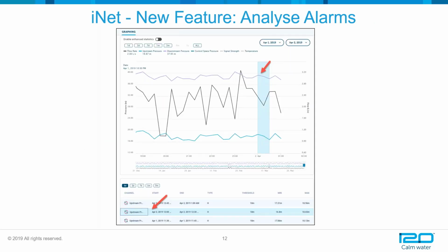Once you find a location with an alarm, you can drill down to see the related log data, and by selecting a particular alarm, the affected time span is highlighted on the graph.